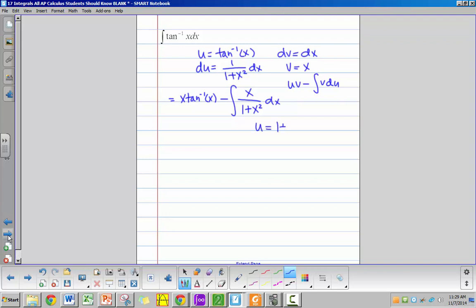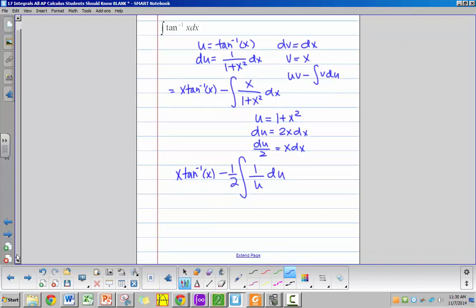Using u substitution, I get u equals 1 plus x squared, du equals 2x dx. Dividing by 2, du over 2 equals x dx. This is going to be minus 1/2 the integral of 1 over u du, which looks like an ln to me. Let's hope I can get this done. And so then that's going to be minus 1/2 the natural log of the absolute value of what is u? 1 plus x squared plus c. And so that's the inverse tangent of x.